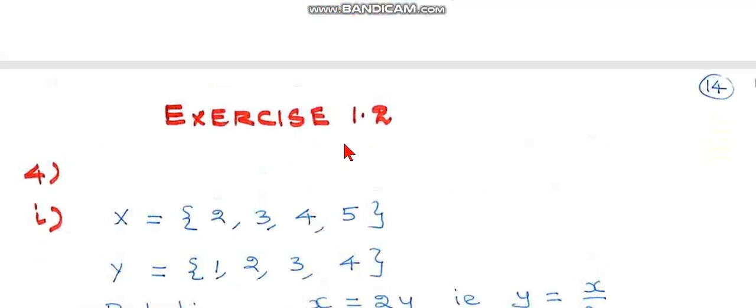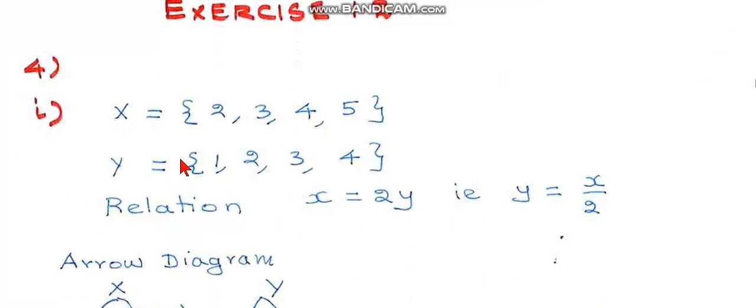Exercise 1.2 question number 4. We have to represent each of the given relations by arrow diagram, graph, and set roster form wherever possible. Now 4.1, the fourth question, first subdivision. X is there, Y is there. The relation is given as x equal to 2y.